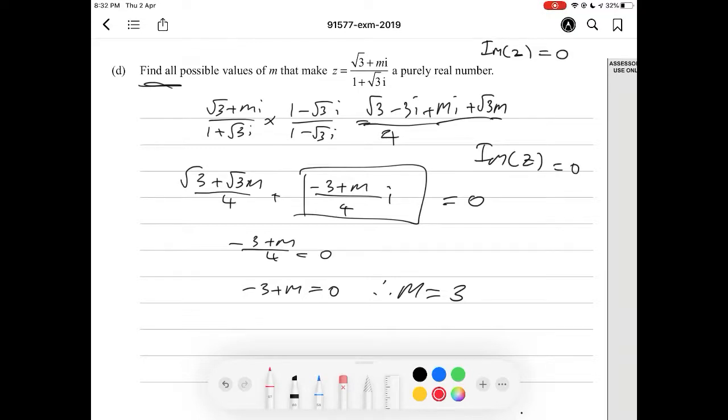It says find all the possible values, which makes me think that there's more than one, but the math tells me that there's only one, so I'm just going to stick with it for now. If you think I've made a mistake, don't hesitate to put it down in the comments below. But that's what I'm getting right now.